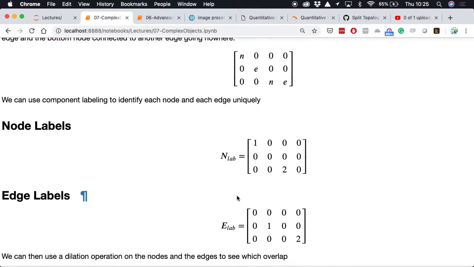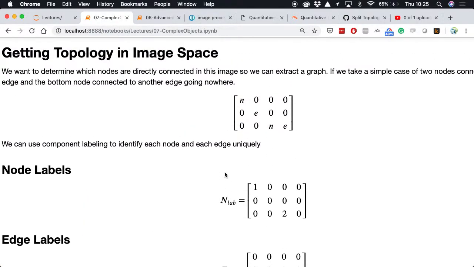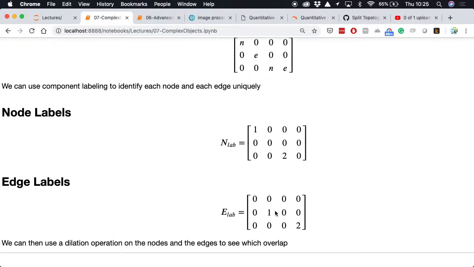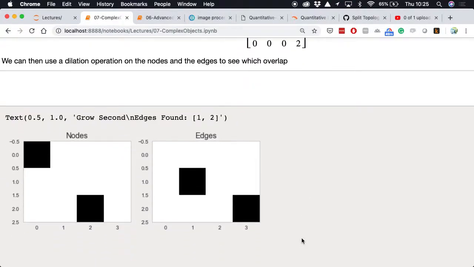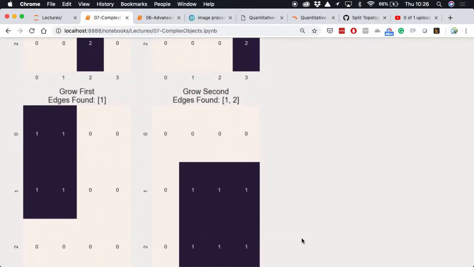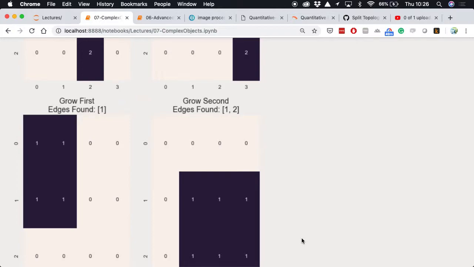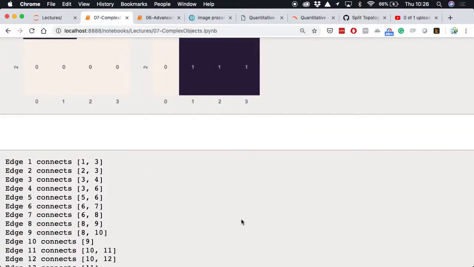And so what we want to do here is label everything uniquely. And so again, this is where component labeling works quite well, because if we have an image that looks like this, where we have node, edge, we can take the nodes, label all those points the same, take the edges, label all the edge points the same, and now we have a unique identifier for everything in our image, where we can now grow out the nodes and the labels by one and see what things are actually connected together.